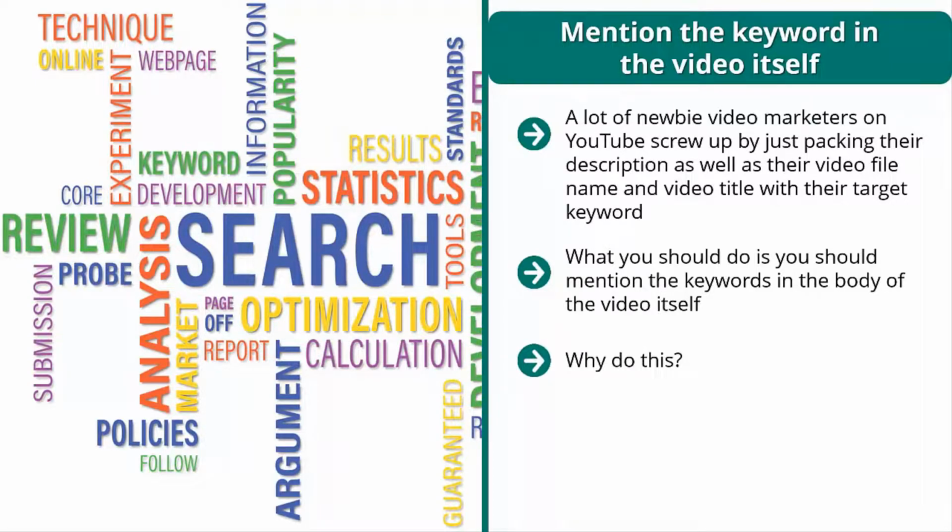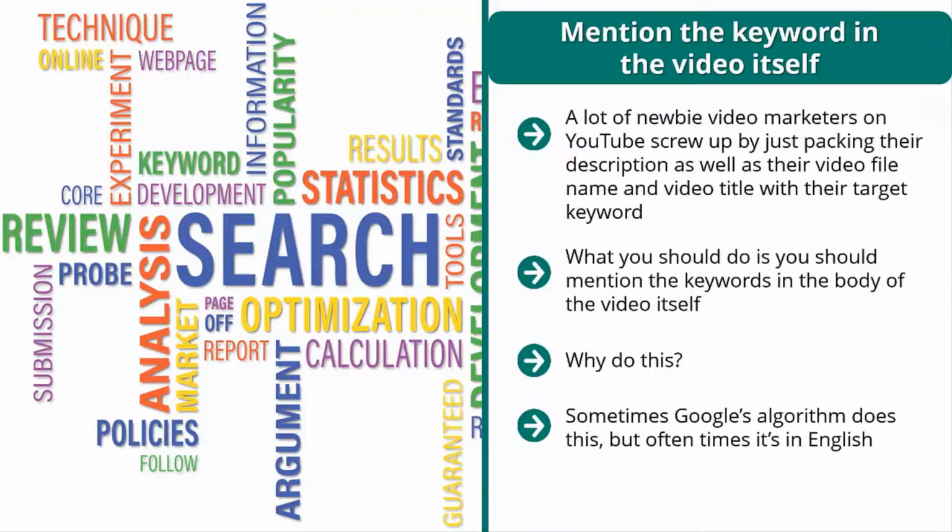Why do this? Does Google even know? Well, it does. Because when you upload a video on YouTube, it automatically transcribes it. This happens after a few hours. So, you upload a video, and then after a few hours, there will be a transcription. Now, you're out of luck when the transcription is in another language. Sometimes Google's algorithm does this, but oftentimes it's in English. So, with this transcription, Google can determine whether your video actually talks about the keywords that you put in your description or title or file name.